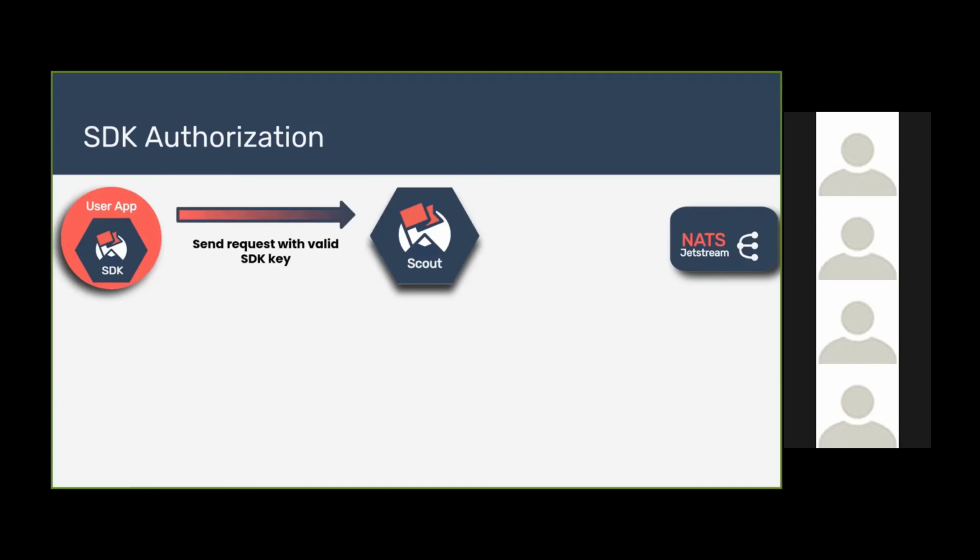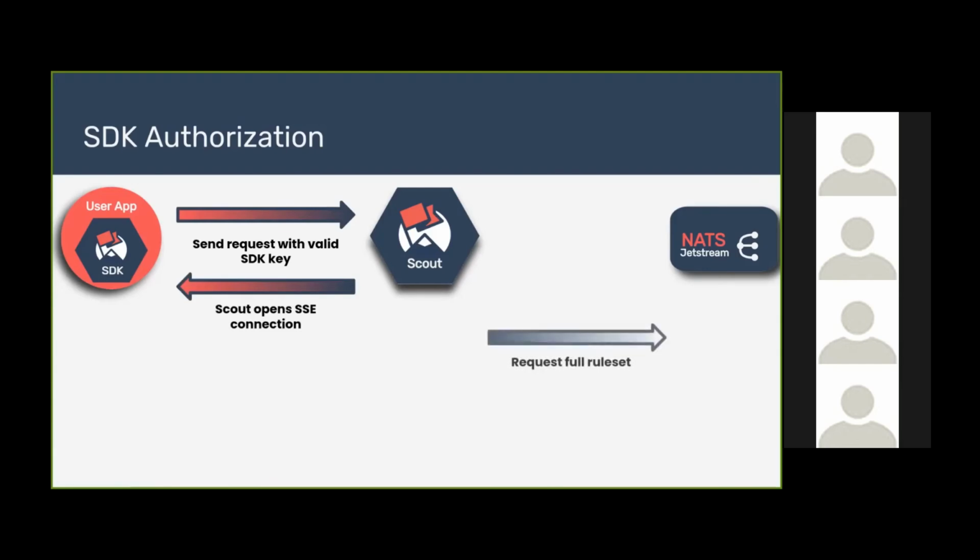SDK clients initiate an SSE connection with Scout by sending an HTTP request to Scout's /features endpoint. Before serving feature flag data provided by Compass, Scout will verify that the SDK attempting to connect has provided a valid SDK key in the authorization header of the request. If the SDK key is deemed valid, Scout will open the SSE connection.